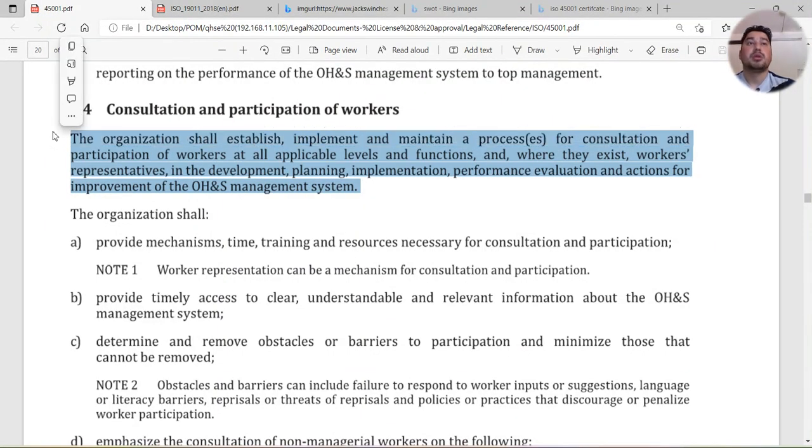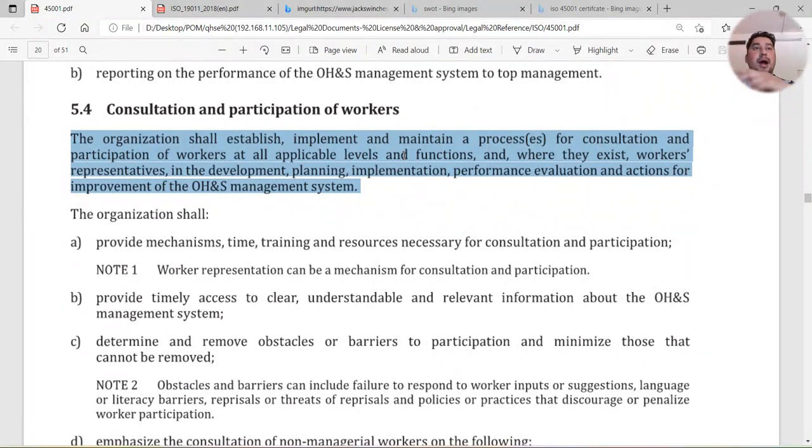So there should be one process, let's say an SOP, a standard operating process, for how you're going to consult with the workers and how you're going to make sure that workers are participating in some processes. So you have to implement a process for consultation and participation of workers at all levels. It should not be that only the top level people will be consulted and participate. We have to do it for all levels, top level and down level, and their functions also, and where they exist, worker representatives. If you cannot involve the workers, you can involve the worker representatives.